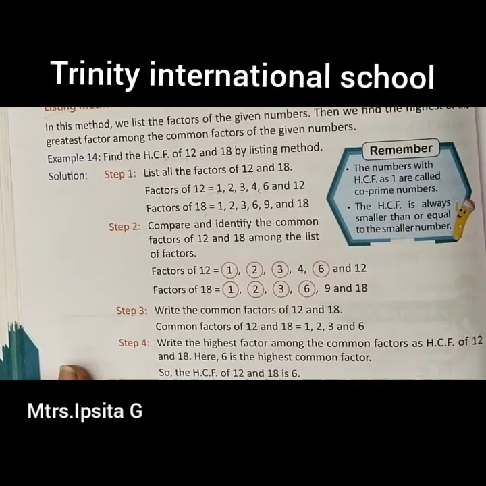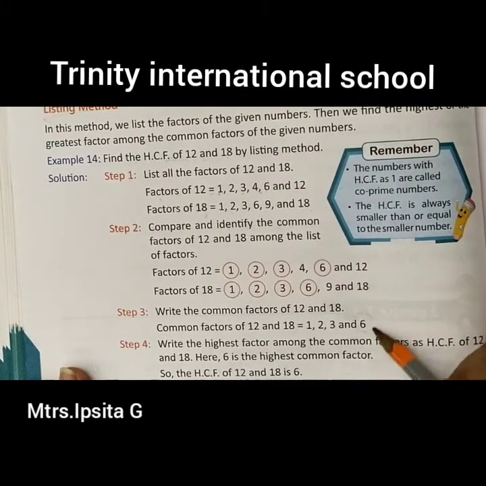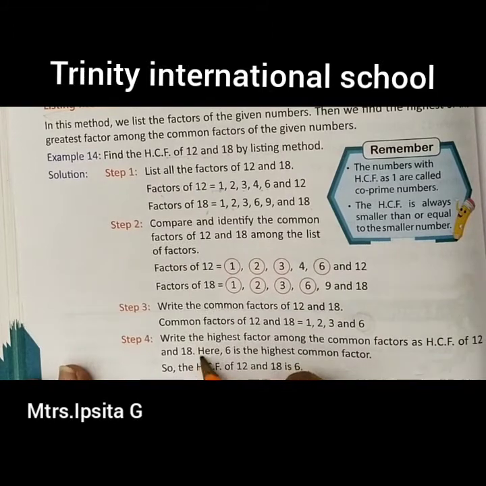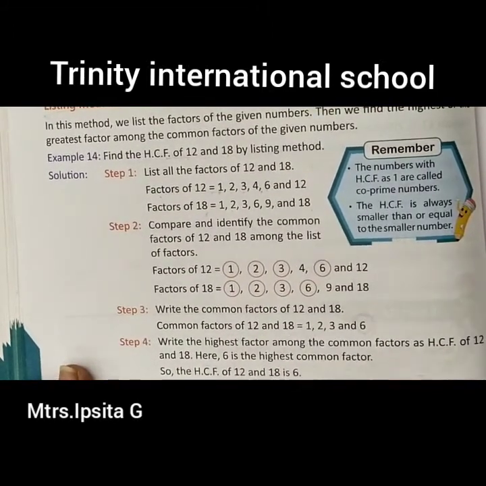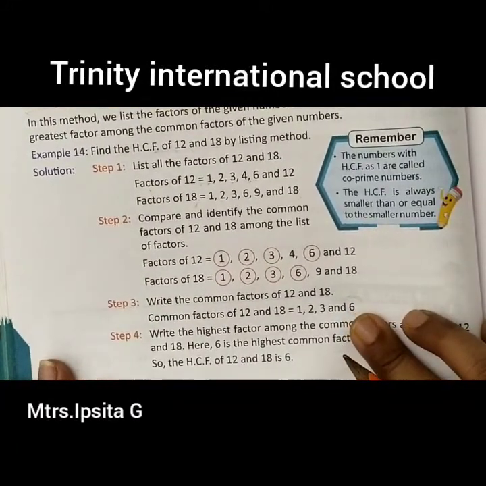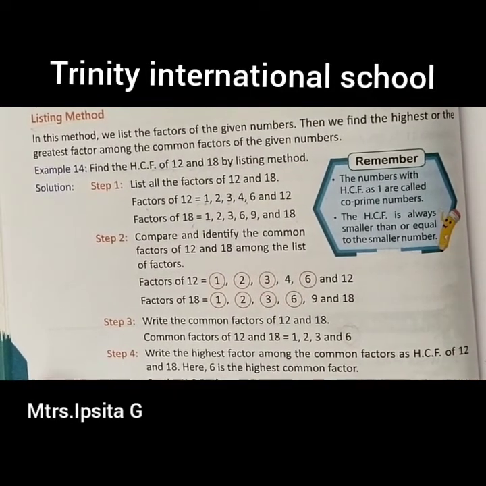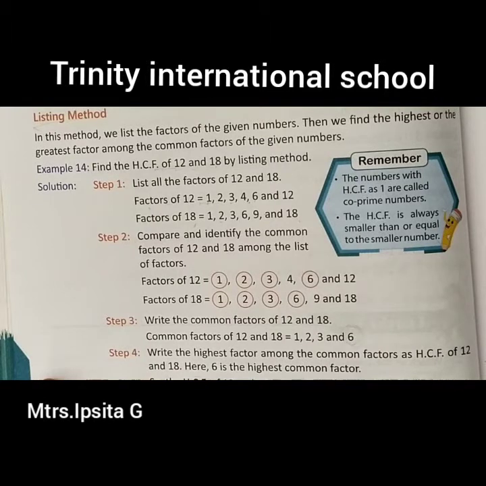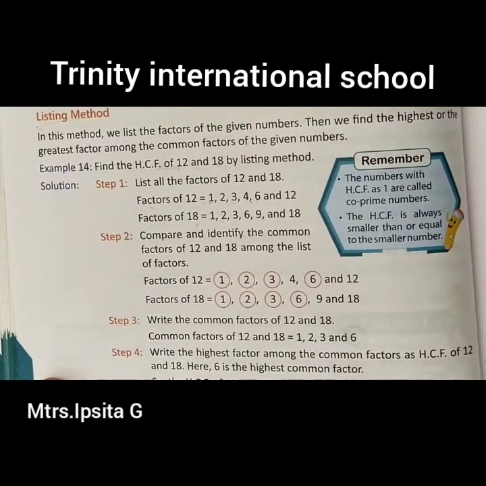1 2 3 and 6 are the common factors. So इनमें से सबसे बड़ा वाला फैक्टर क्या है, देखिए 1 2 3 में से 6 is the highest common factor. 6 is the highest common factor. So HCF of 12 and 18 is 6. So like that you have to find out the highest common factor. तो उसके लिए क्या करना है, आपको जो भी दोनों गिवन नंबर्स है उसके आपने फैक्टर्स निकालने हैं.